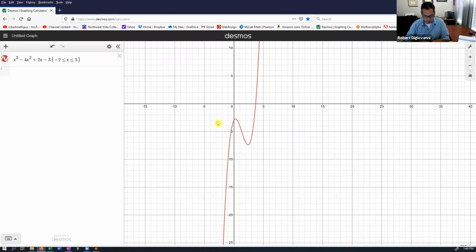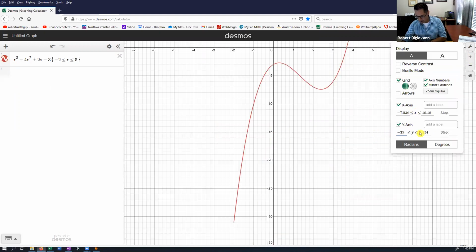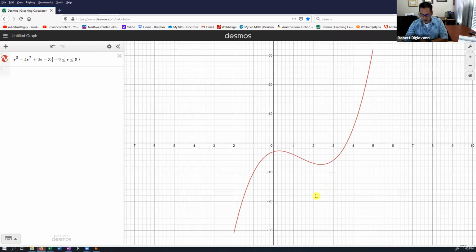Now I have to zoom out. Well, let me do this. I'll adjust this window. Let's make y go negative 35, and we'll go up to 35. Okay, so there's the graph. Can you all see this? It starts out here, it goes up, back down, back up, and it ends here.